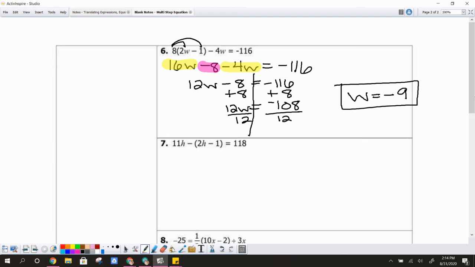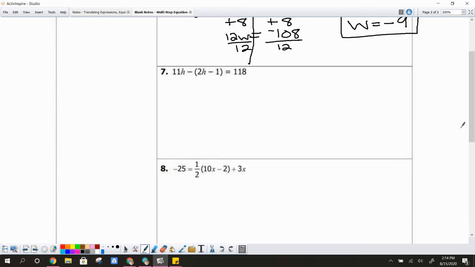All right, pause the video, try number 7. All right, so don't forget this is a negative 1. You are passing that out to both parts. You have 11h minus 2h plus 1 this time, because it's a negative times a negative, equals what? 118. Go ahead and combine your like terms.